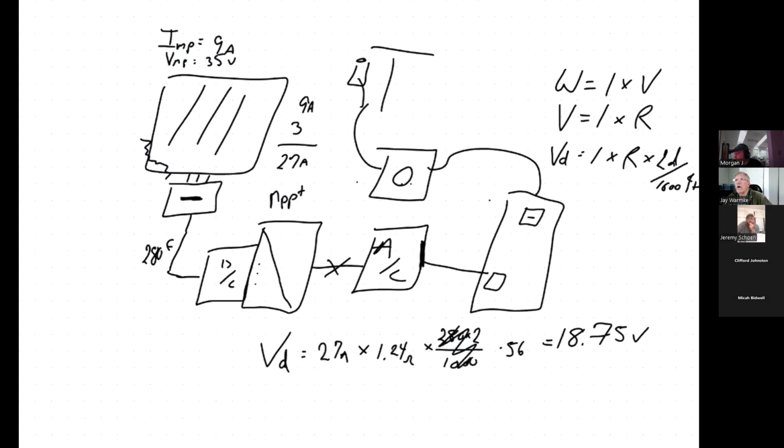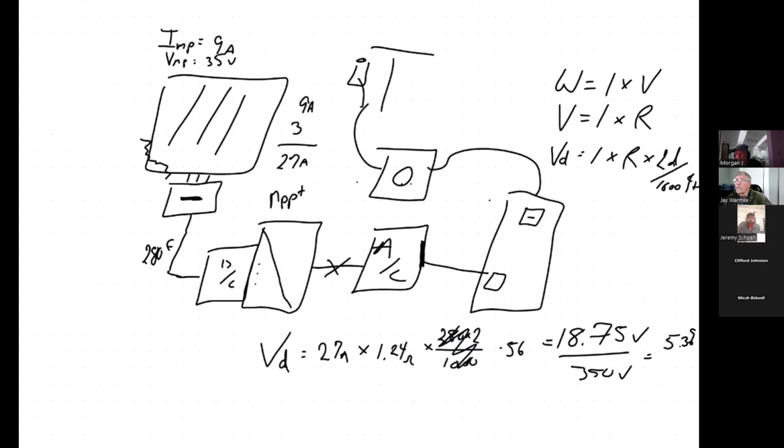So, all right, what did we say is the voltage of the system? Well, we know it's 10 panels at 35 volts, so it's going to be around 350 volts. So if that's 350 volts and 18.75, that gives me a little over 5%, right? Is everybody seeing that? I'm showing 5.3%. We want to stay under 5, and I'd really rather be closer to 2. So what are my choices?